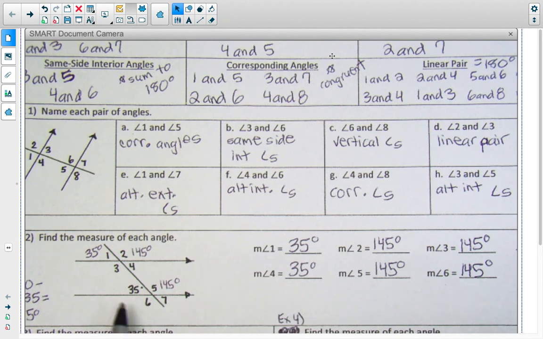So if you're given that one specific angle measure, you can go through and label vertical, interior, exterior, linear pairs, etc. You're able to figure out your angle measures.